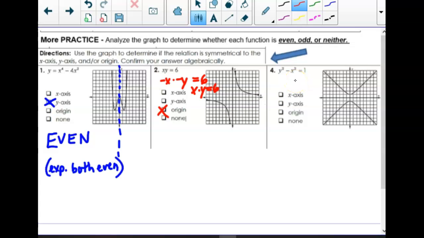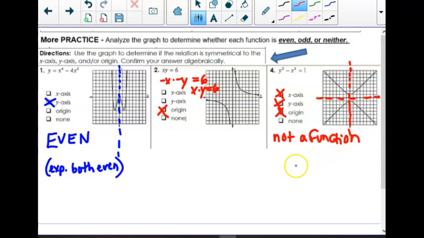This one, what's going on here, guys? It does flip across the X. Do you see that I could fold my paper this way? What else though? Could I fold my paper this way and the halves would match up? Could I turn it 180 degrees? Yes, okay. Is this a function? Not a function, but it has all those kinds of symmetry.